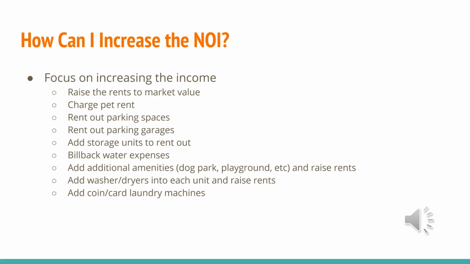Next, you can charge pet rent. It's okay to have a cat and a dog, but you must pay an additional security deposit. You must pay an additional $25 to $50 per month, as an example, in order to have your pet. So if you take $50 a month for a dog times 50 units times 12 months, that's how much you increase your NOI. Divide that by the cap rate, that's how much you increased your value.